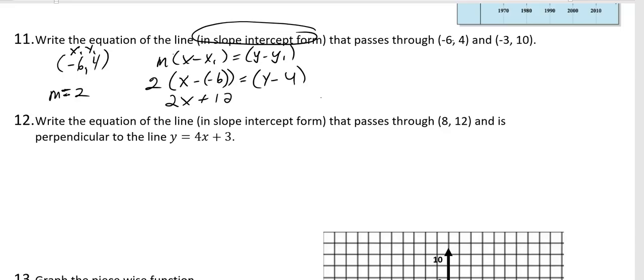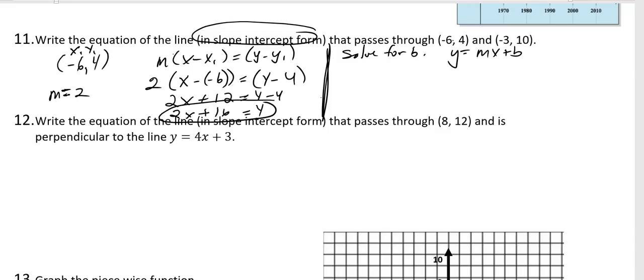Let's distribute. And then I want to solve for y since it asks for it in slope-intercept form. So I get 2x plus 16 is equal to y. Let's also solve for it using the slope-intercept method if you like that better. So in this method, we solve for b. So I write y is equal to mx plus b. I replace x and y with my point and m with my slope. And I solve for b.